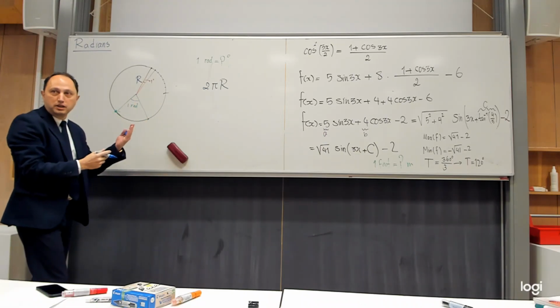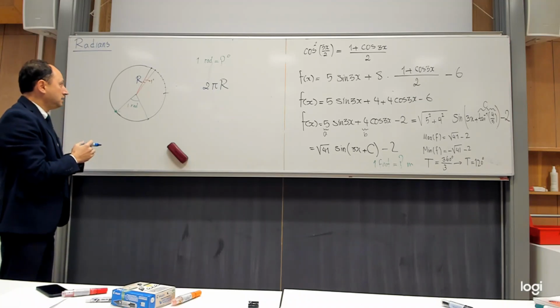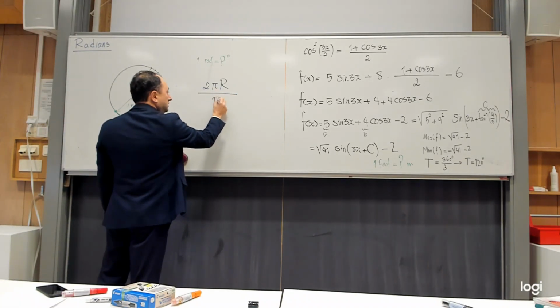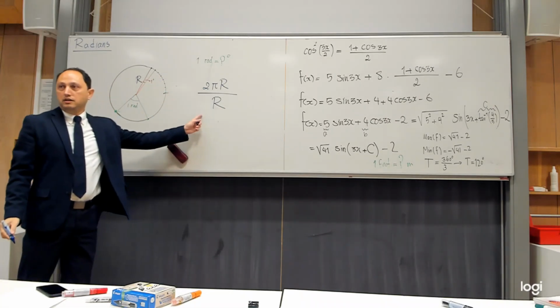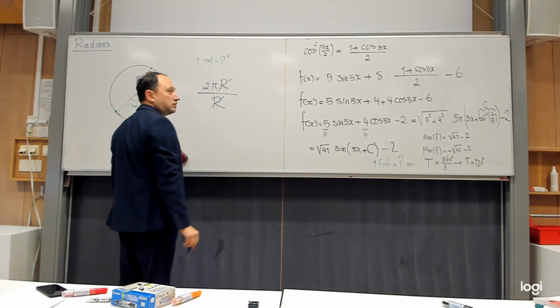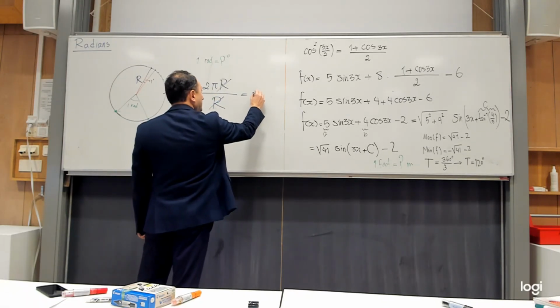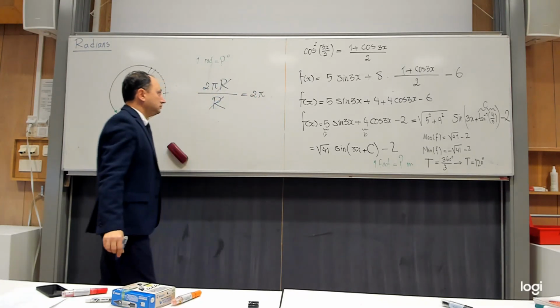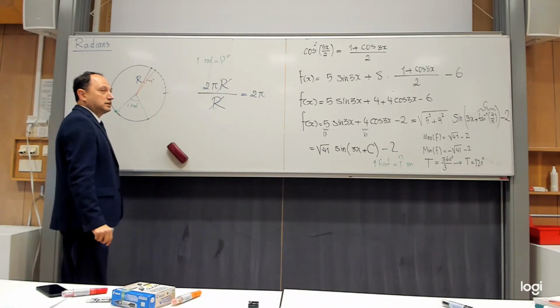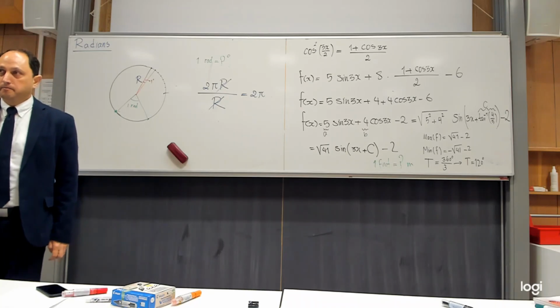I want to see how many of them will be in this circle. So what should I do? I need to divide it by r. Is that division understandable? And if you do that, this r and that r are cancelled, and what is left is 2 pi. So the answer is that in one full circle there are 2 pi radians.